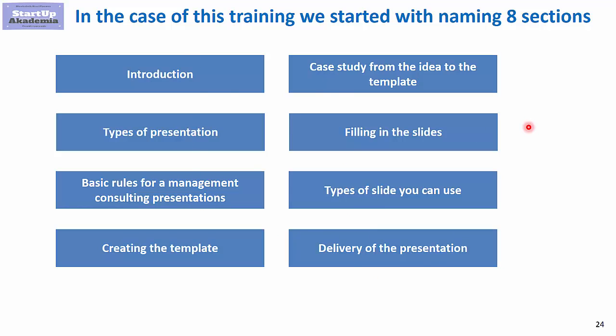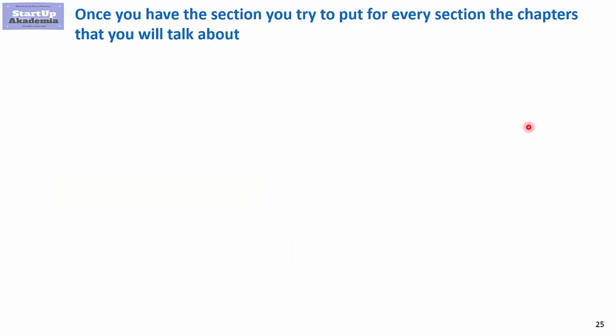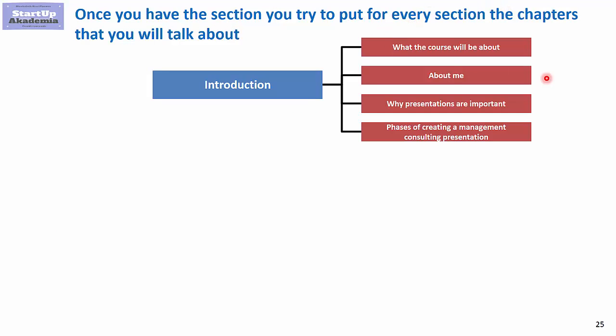And then as said previously, you have to define also one step further, so the chapters, so what you want to talk about. So just 2 examples of the sections. So section 1, so introduction. We wanted to talk about what the course will be about, me, so who am I, then why presentations are important, and phases of creating the management consulting presentation.